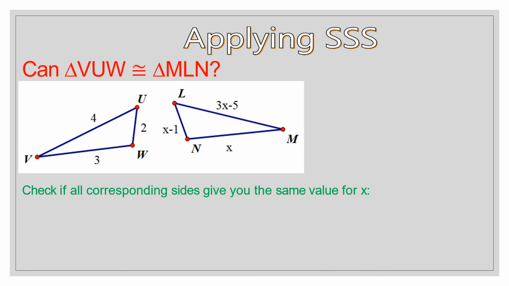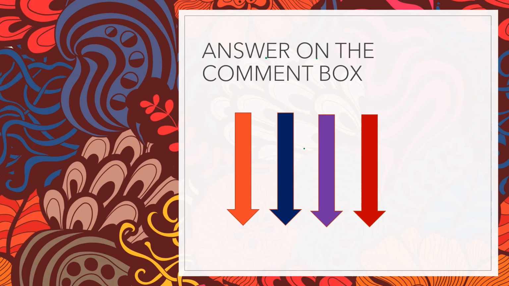Now, applying SSS, can the triangle UVW be congruent to triangle MLN? Check out by comparing the corresponding sides. If you get the same value of x, hence they will be congruent. Write down the correct answer in the comment box.